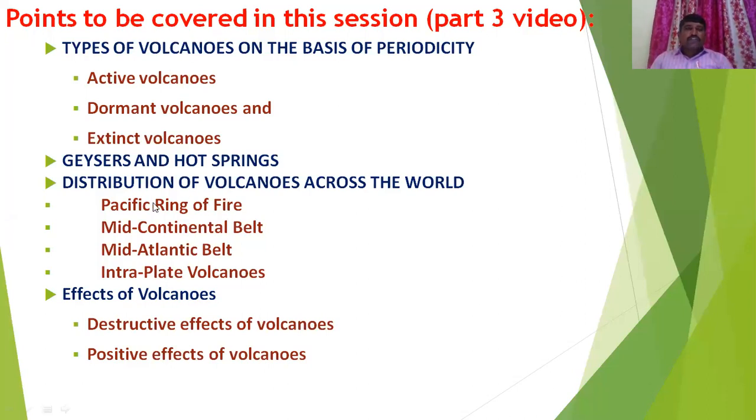In this we are going to discuss the first ring of fire distribution, middle continental belt, mid-Atlantic belt, and interplate volcanoes. Thereby we are going to discuss the effects of volcanoes. The effects are going to be discussed in two ways, that is destructive effects of volcanoes and the positive effects of volcanoes.